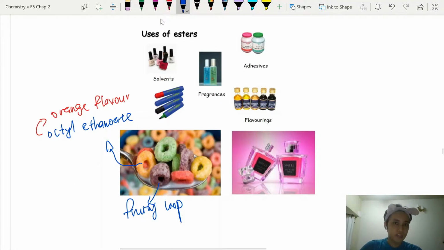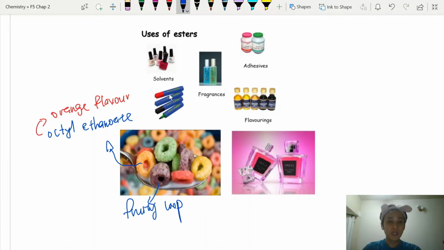Based on the name, octyl means it comes from the 10 carbon alcohol, octanol, and then you react it with the acid, ethanoic acid. Remember, esters have a lot of applications: food coloring, perfumes. In perfumes we use a lot of esters because of the sweet smell. Also flavorings, adhesives; sometimes in glue you will see esters inside.